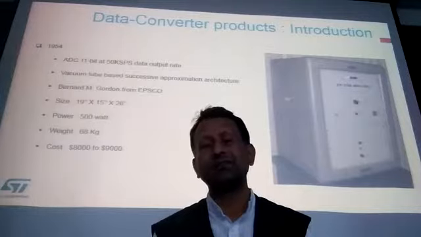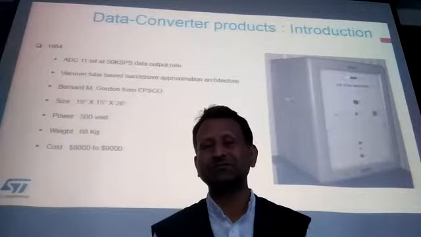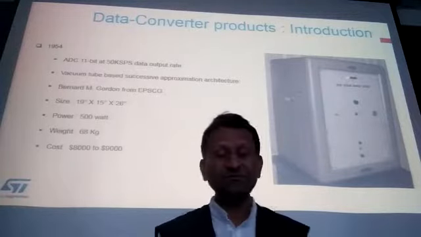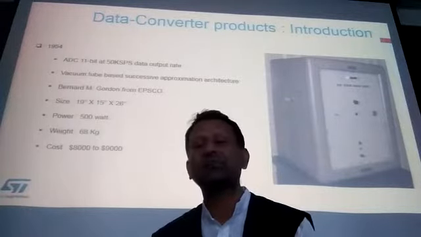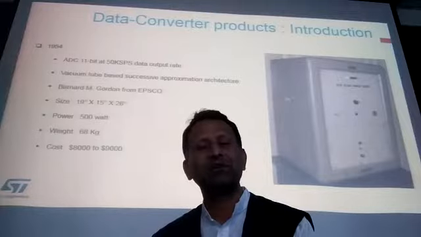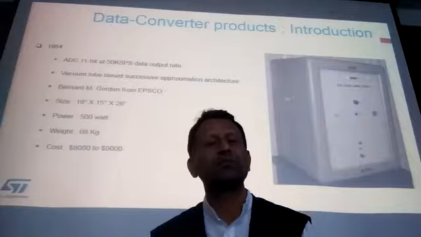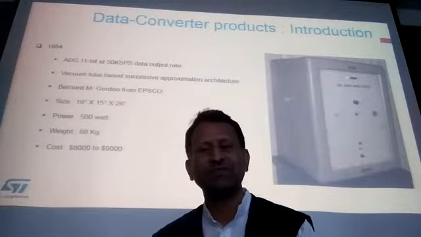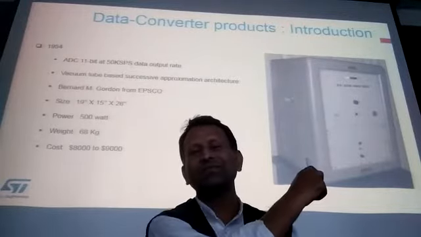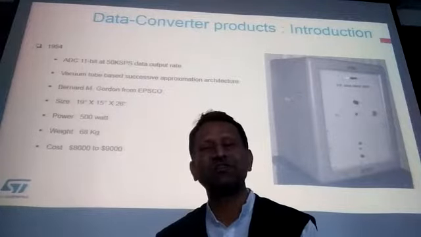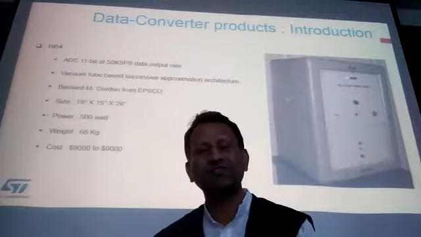Actually, it is the first electronic 11-bit analog to digital converter, giving the output at 50 kilosamples per second. It was designed using vacuum tube devices, and it was patented and developed by Bernard M. Gordon in 1954 from the company EPSCO Engineering.